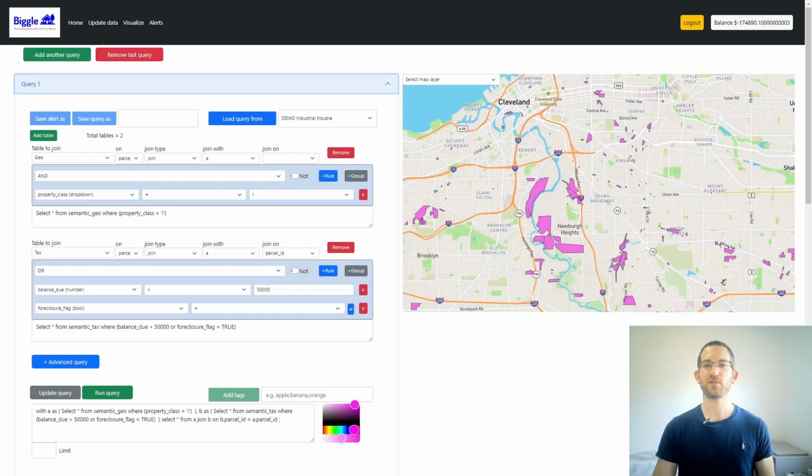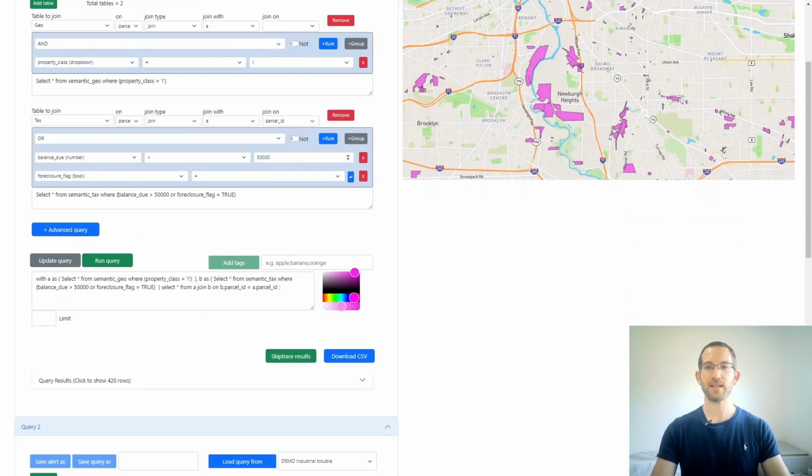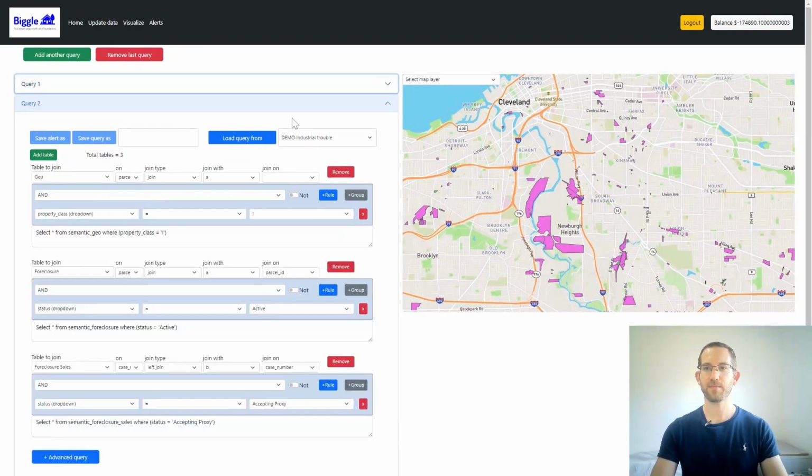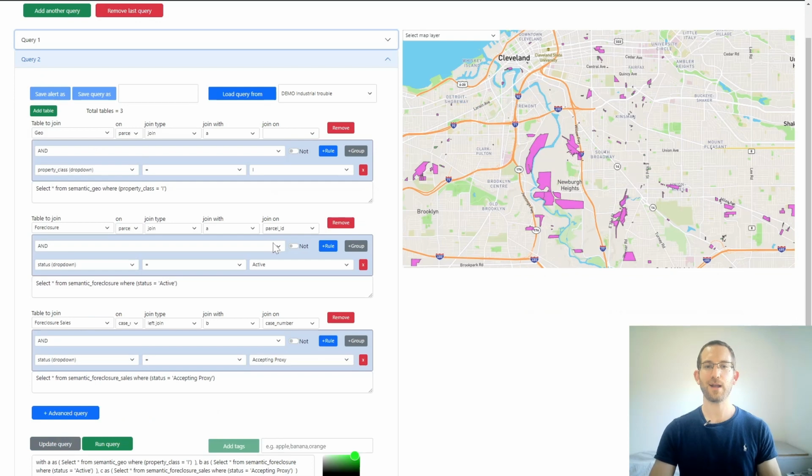In this first example over here, we're looking at industrial properties that are in trouble. We've got two queries over here. The first query, in purple, takes a look at the industrial properties that have a balance due of greater than $5,000 or a foreclosure flag for taxes. The second one, which you'll find in green, looks at all the industrial properties that either have an active foreclosure or they have an inactive foreclosure and they're scheduled for a foreclosure sale on the docket.